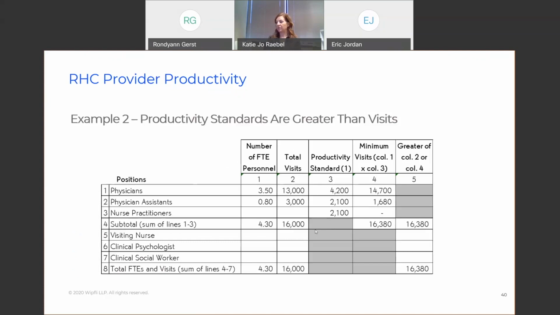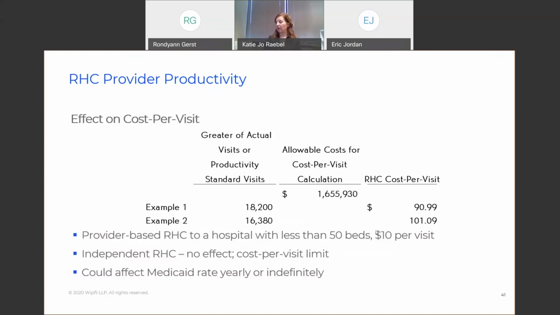Now, we oftentimes see this. I want to say we typically see a productivity standard problem in rural health clinics. It's not unusual to see them. But we want to think about what the effect is if we have something incorrect in our calculation. For freestanding rural health clinics, we have a cost per visit limit. So it doesn't matter how high our cost per visit is. It's about $88 right now. We're over our cost per visit. So in this case, it doesn't matter for a freestanding RHC. Even if we incorrectly counted visits, we're still greater than the cost per visit limit. Do we really need to look into this further?